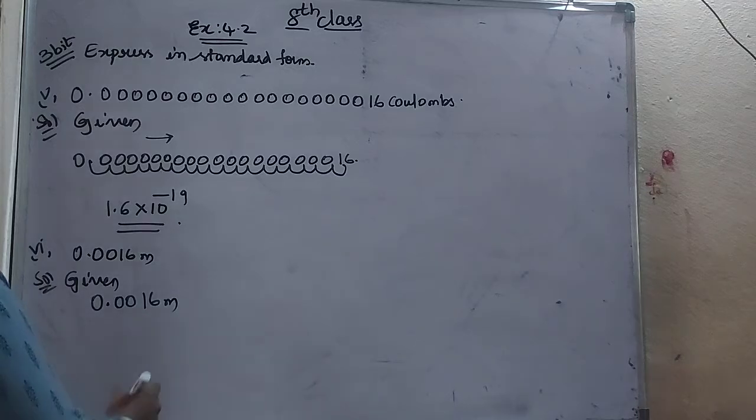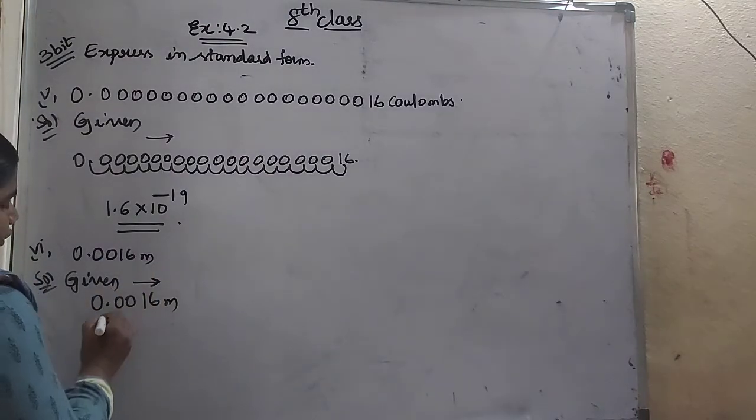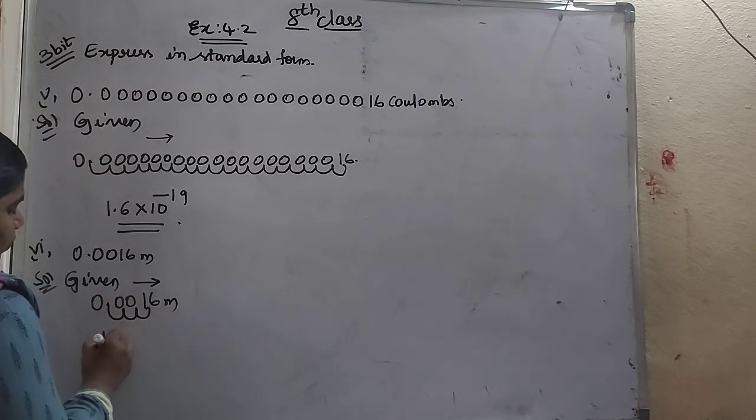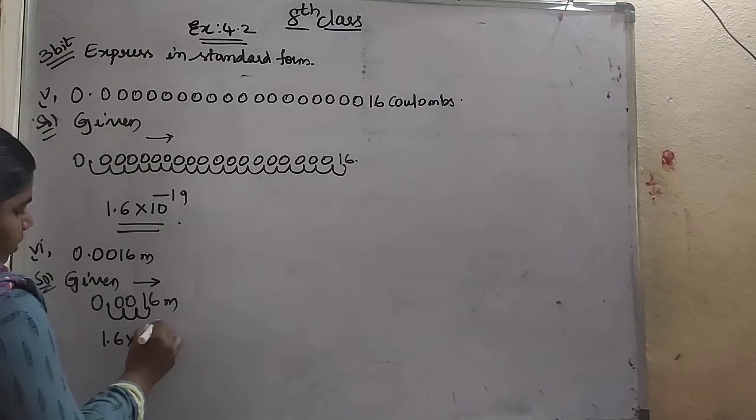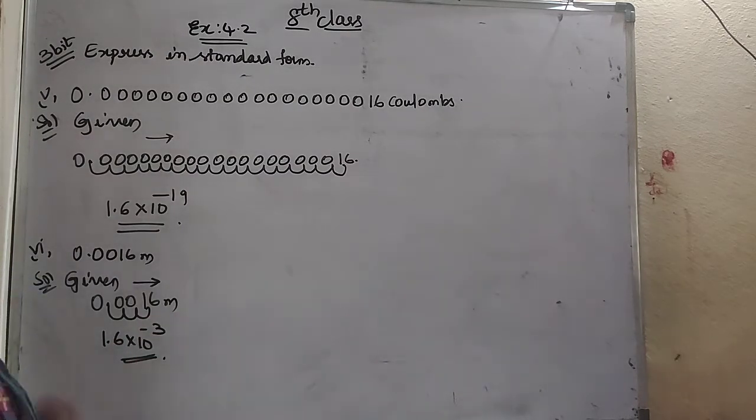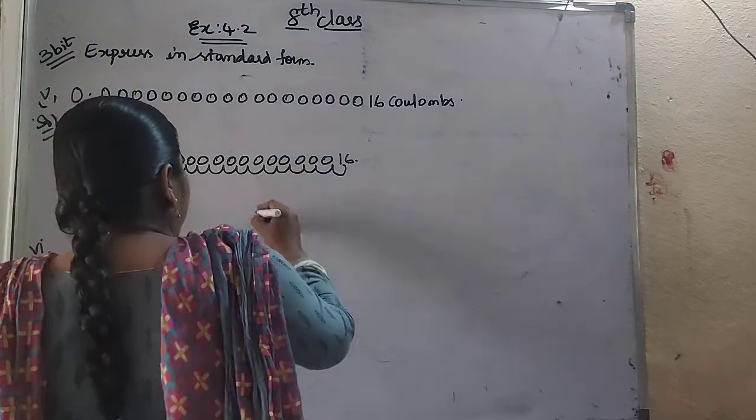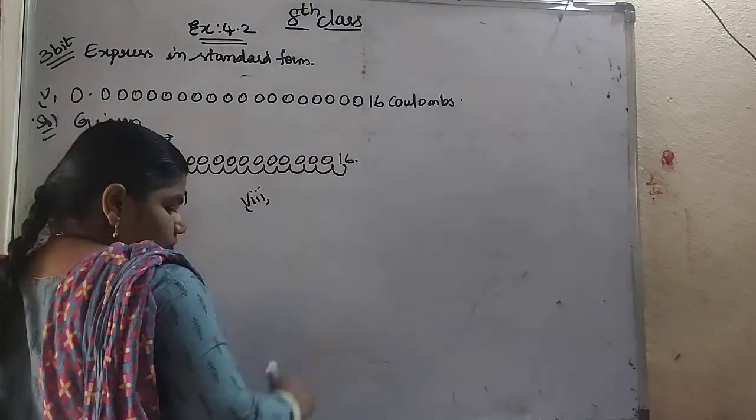So which side we have to move? We have to move to the right side. So it will be 1, 2, 3. That is 1.6 into 10 power minus 3. So this is our sixth question. And last bit in this, seventh one.